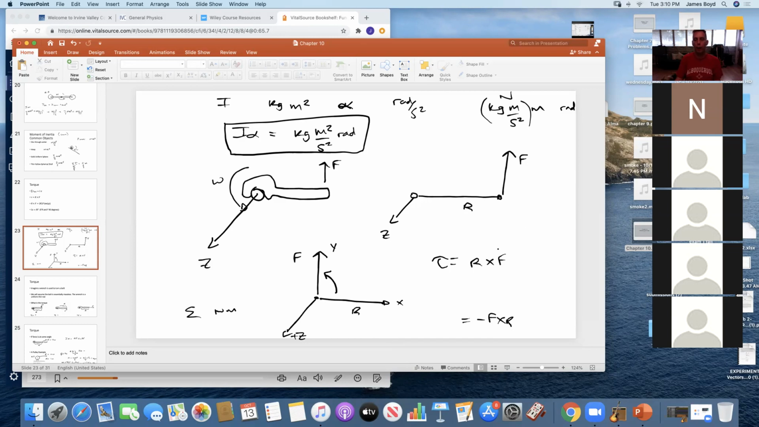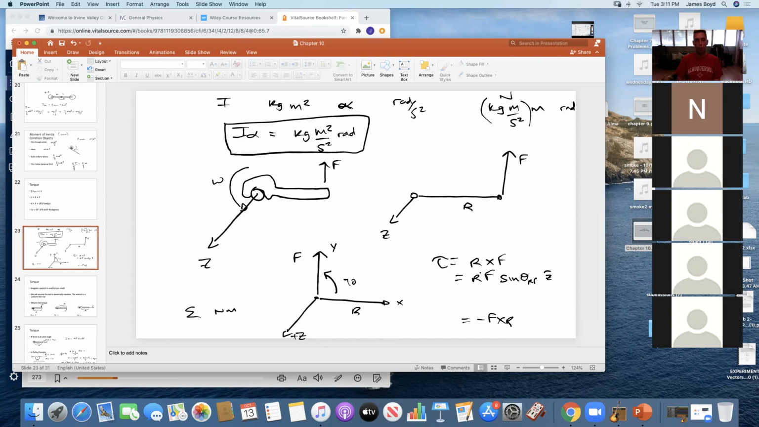Or I can write R, F, sine of the angle between R and F. And I know that this is 90 degrees right now as I turn R to F. So sine of 90 is 1, obviously. This is in the z hat. Everything here is positive, and I get a positive torque. If R turns to F counterclockwise, I get a positive torque along the z-axis.